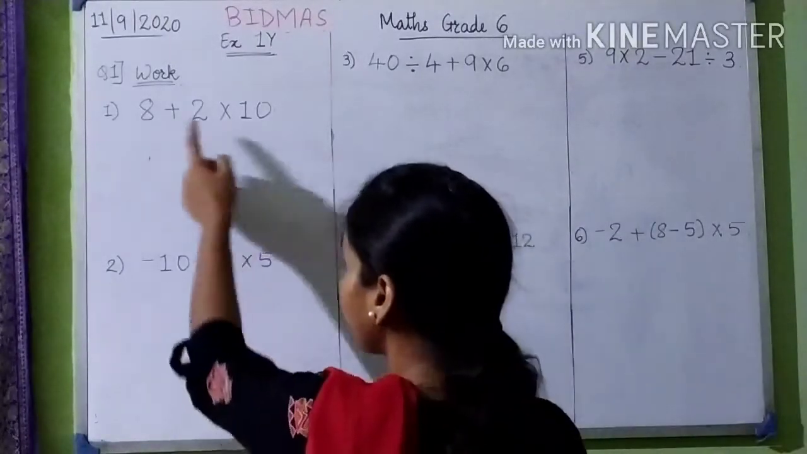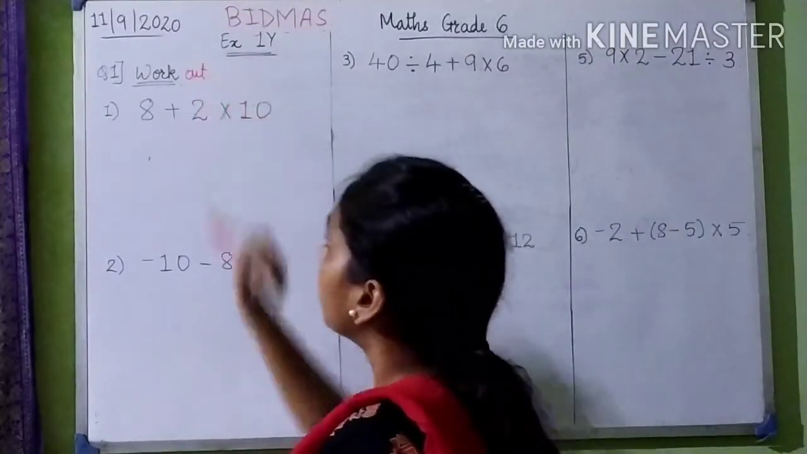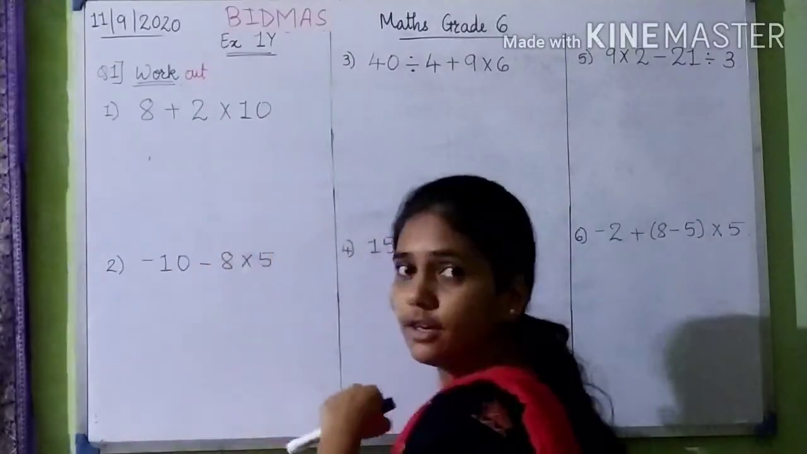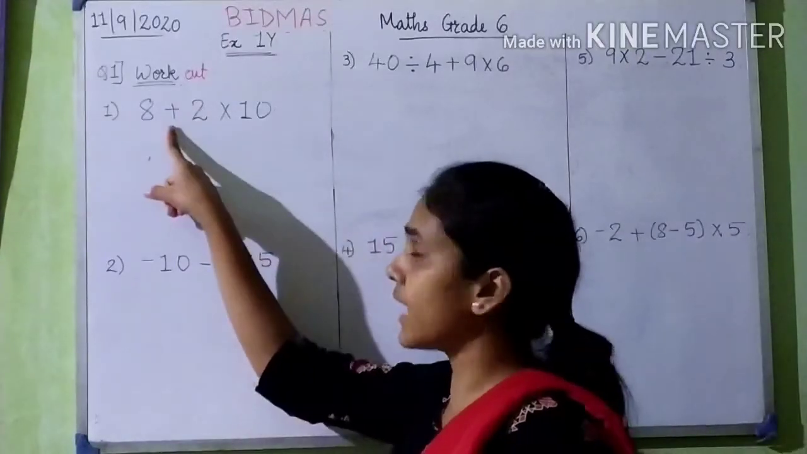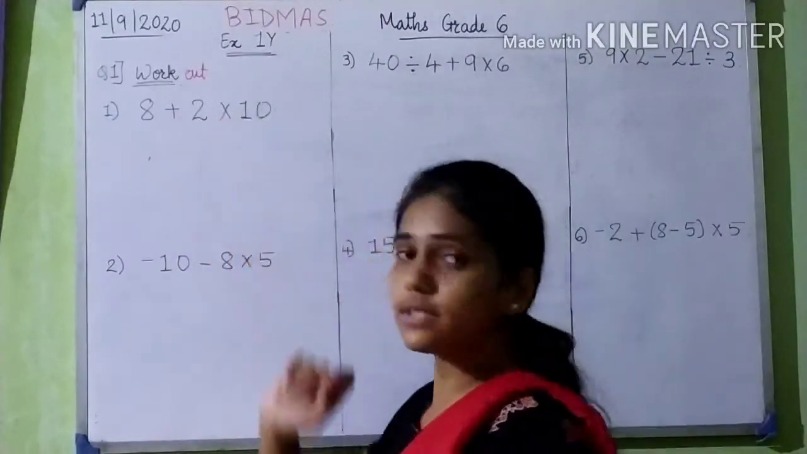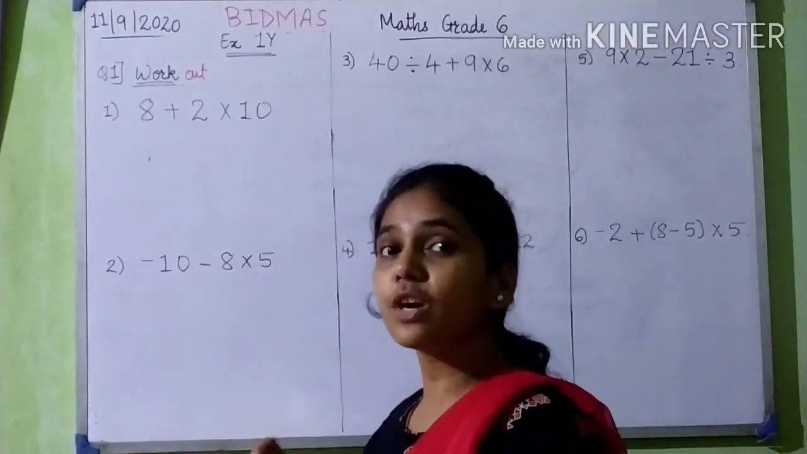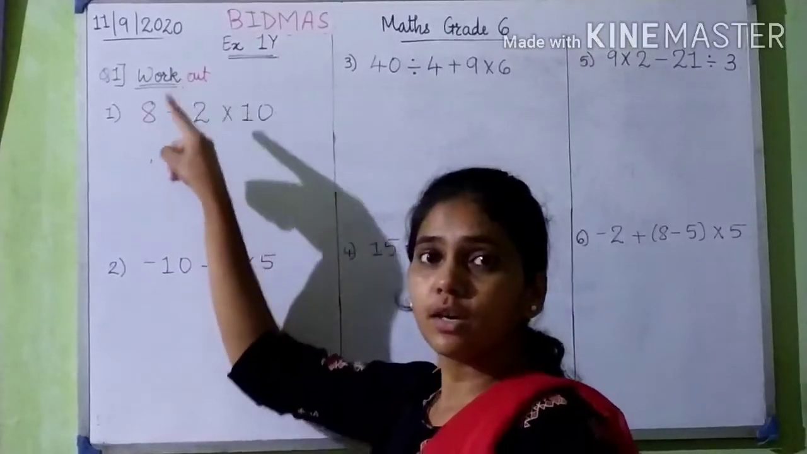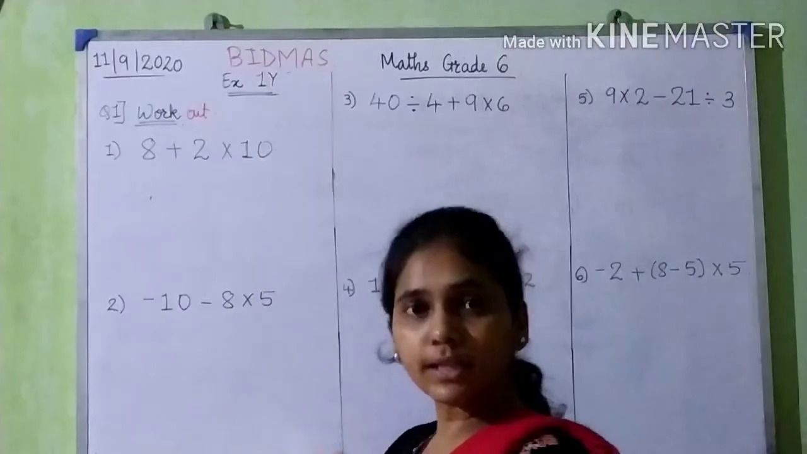So the first question is work out. The first is 8 plus 2 into 10. So here there are two operations. First one is addition and the other one is multiplication. We need to first solve multiplication. Even though the addition is given first, you have to solve the multiplication first.